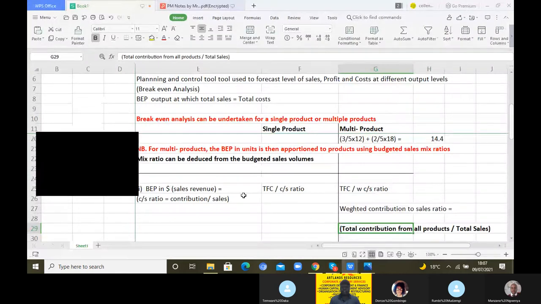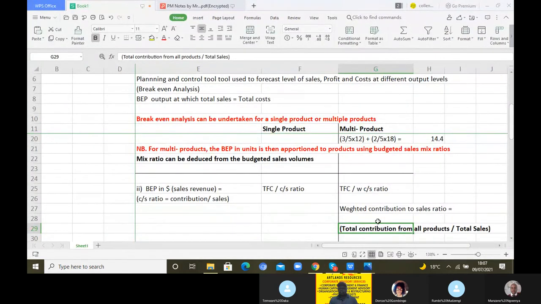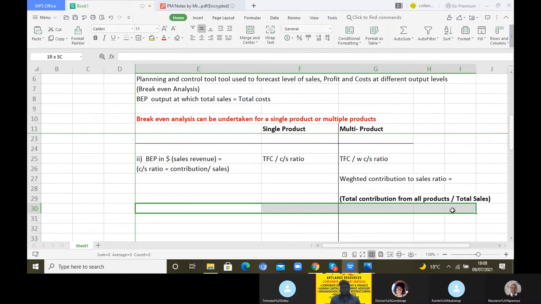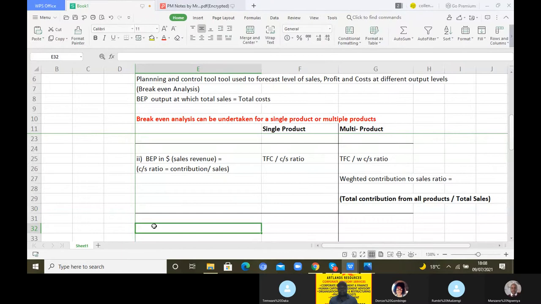Are you getting what I'm saying? So there is weighted contribution to sales and just contribution to sales. If we are talking of contribution to sales, it's a matter of contribution over sales. But when we say weighted contribution to sales, we now need to add total contribution. Not just contribution per unit, but total, assuming you have sold every product, what is the total contribution? And then you divide that by total sales. So this is another metric that we can calculate in our break-even, in our CVP analysis. No wonder we call it CVP analysis.